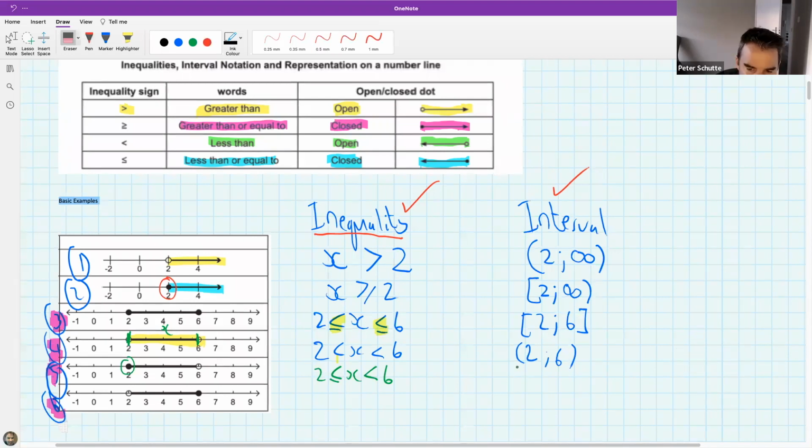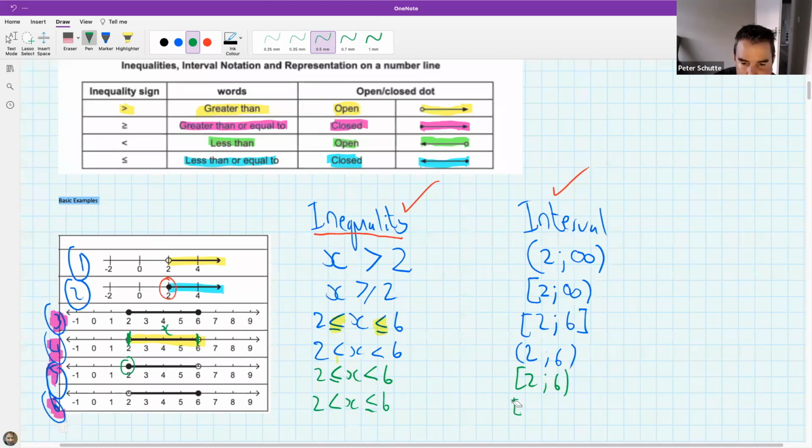So if you look at this part, it should be 2, and this should be 6. Now notice how there's a square bracket on the side because of the colored in dot and a circular one here. And then over here, I should have 2 less than x, less than or equal to 6. And now it's not a square bracket. I'm making a silly mistake there. It's going to be a circular one there, and a square one there.